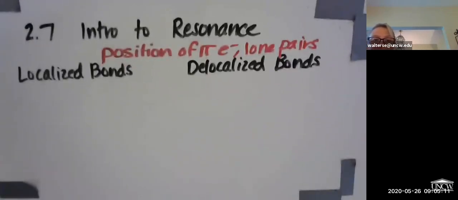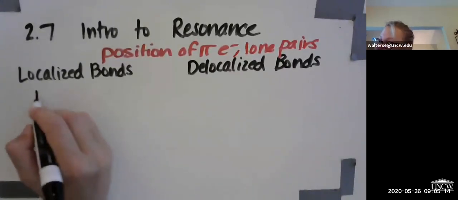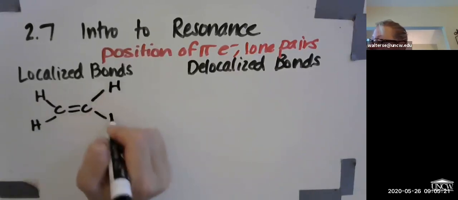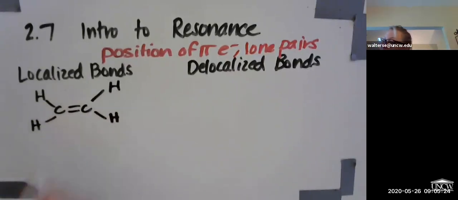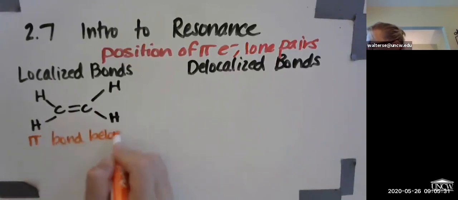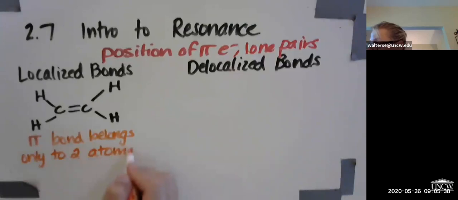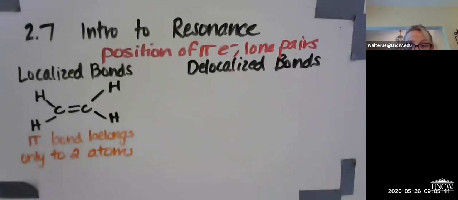Okay, so in a localized bond, for example, the pi bond in ethylene, this pi bond belongs only to 2 atoms. So there is no way or no likelihood that those 2 pi electrons are going to be anywhere other than locked in place between those 2 carbons. So that's what localized means, locked in place.